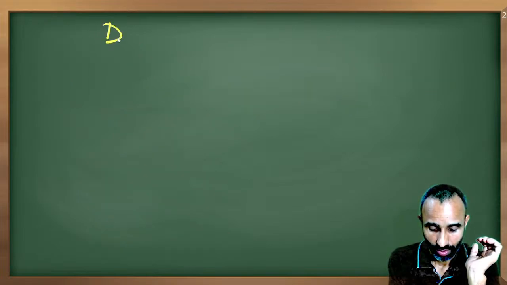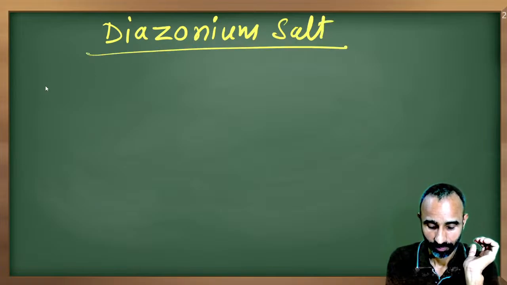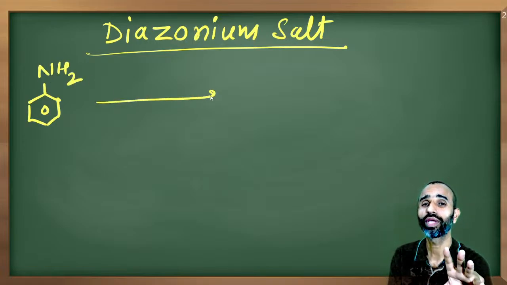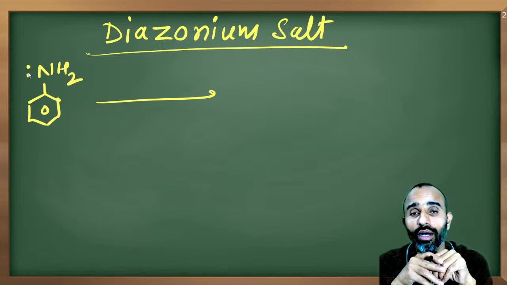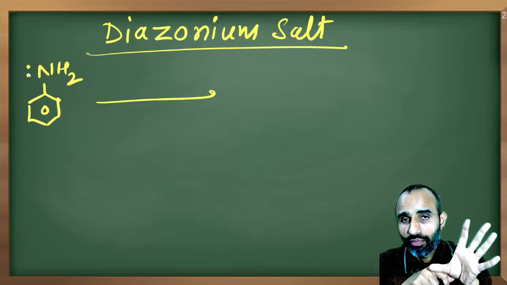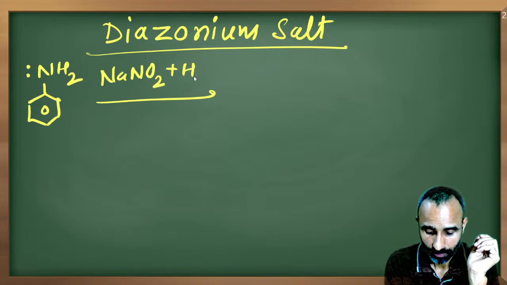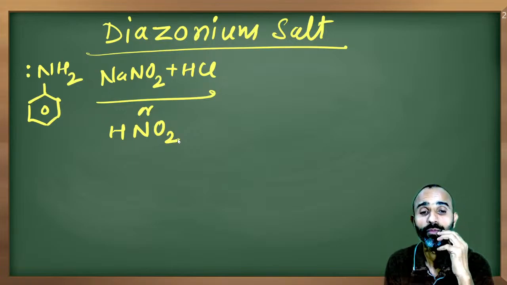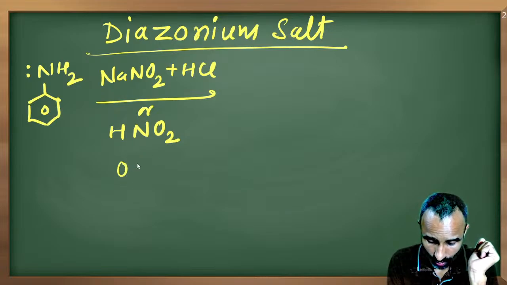Now, diazonium salt. So aniline: whenever we have to remove the NH2 group, it is very difficult to remove, because there is a double bond character between nitrogen and carbon due to the +R effect of nitrogen. So to remove it, we use the diazotization reaction. Either we write NaNO2 plus HCl, or sometimes we simply write HNO2, at 0 to 5 degrees Celsius.